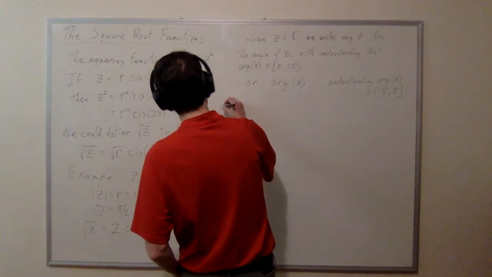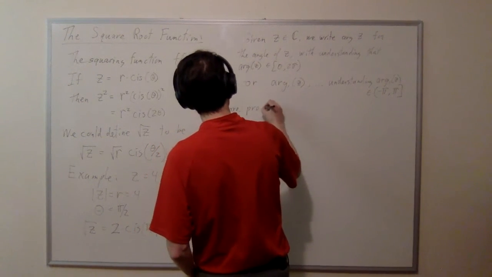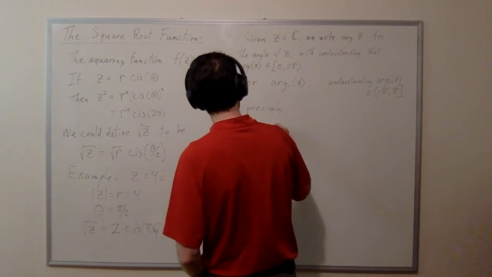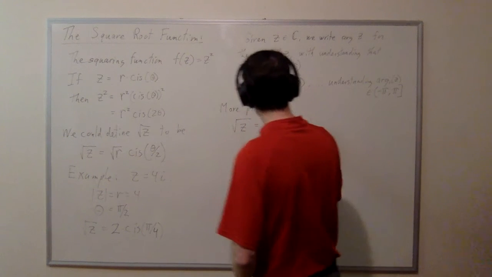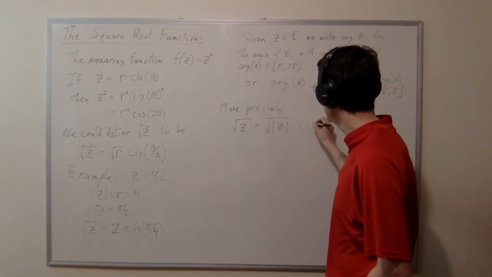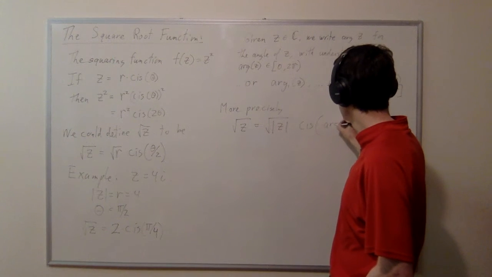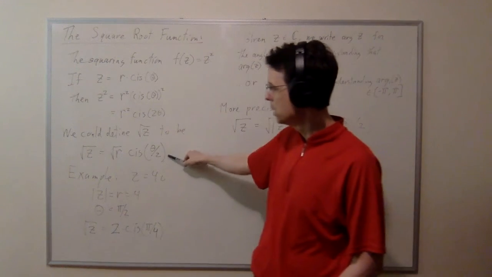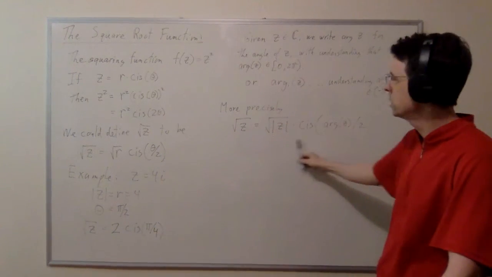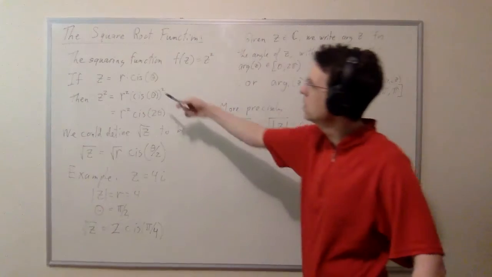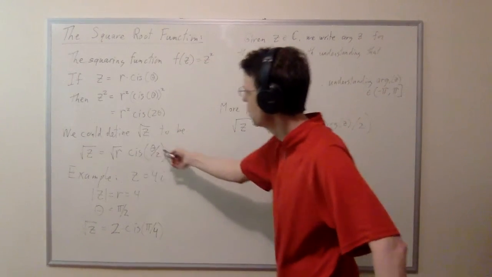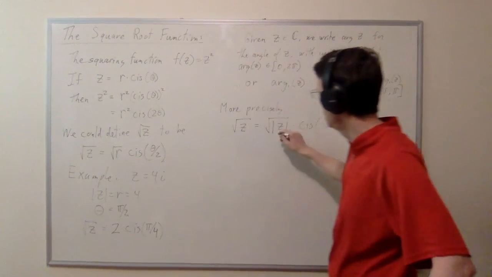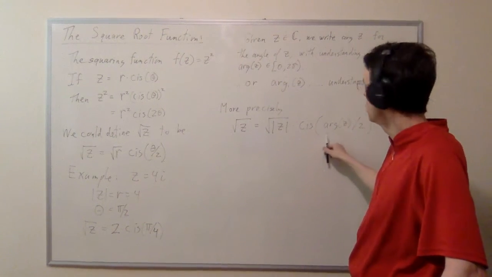So let's say more precisely, the square root of z is going to be the square root of the modulus of z times cis of the argument of z divided by 2. This is the same formula as before, but I'm showcasing how everything here is actually a function of z. We've got a lot of letters cluttering this up, so it looks like it's a function of many things, but everything is ultimately dependent upon z. R is the modulus of z, written this way, and theta is the argument of z, written this way.